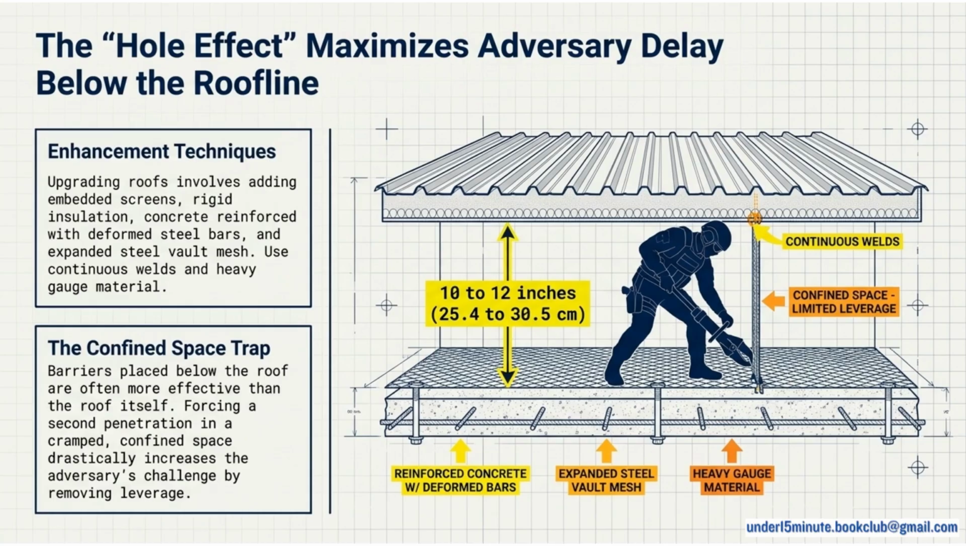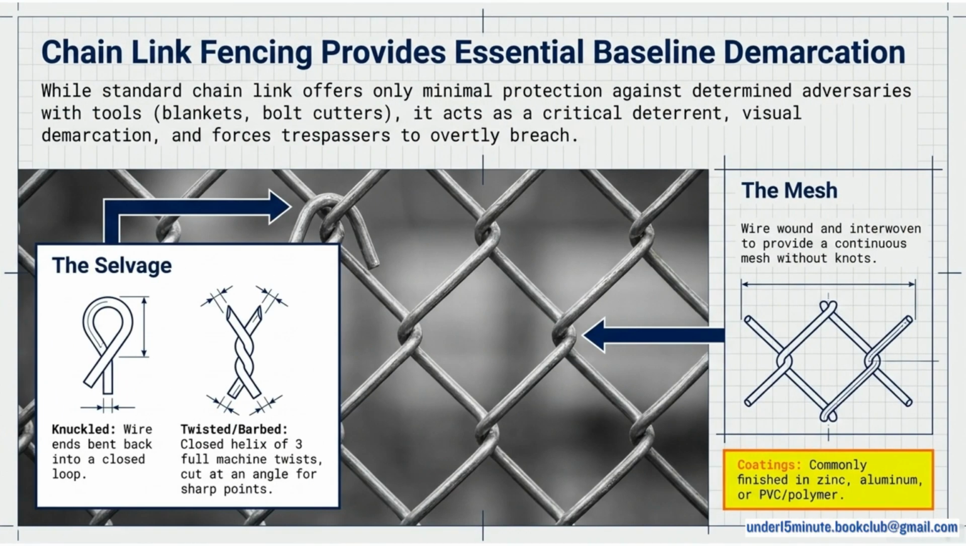Enhancement techniques involve upgrading roofs with embedded screens, insulation, and reinforced concrete. Barriers below the roof create a confined space trap, limiting leverage and drastically increasing an adversary's challenge. Chain link fencing provides essential baseline demarcation. It acts as a visual deterrent.